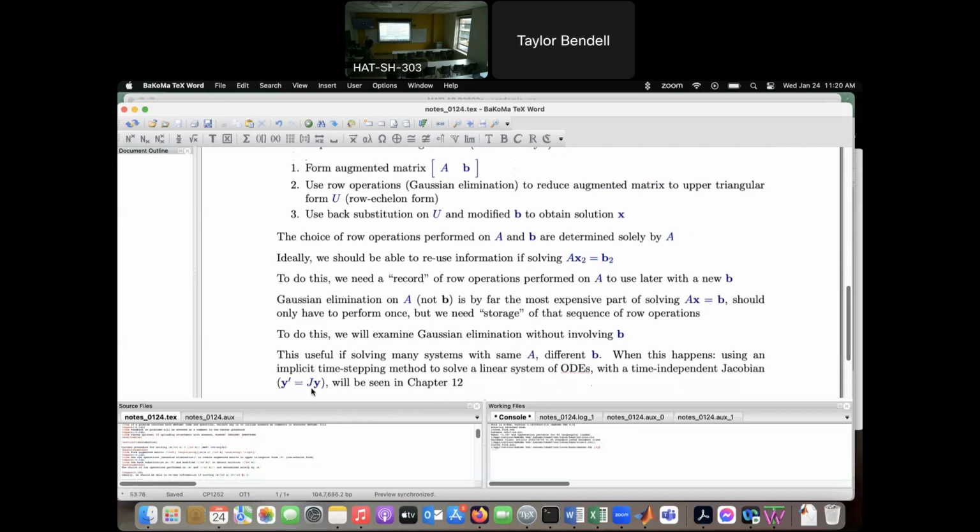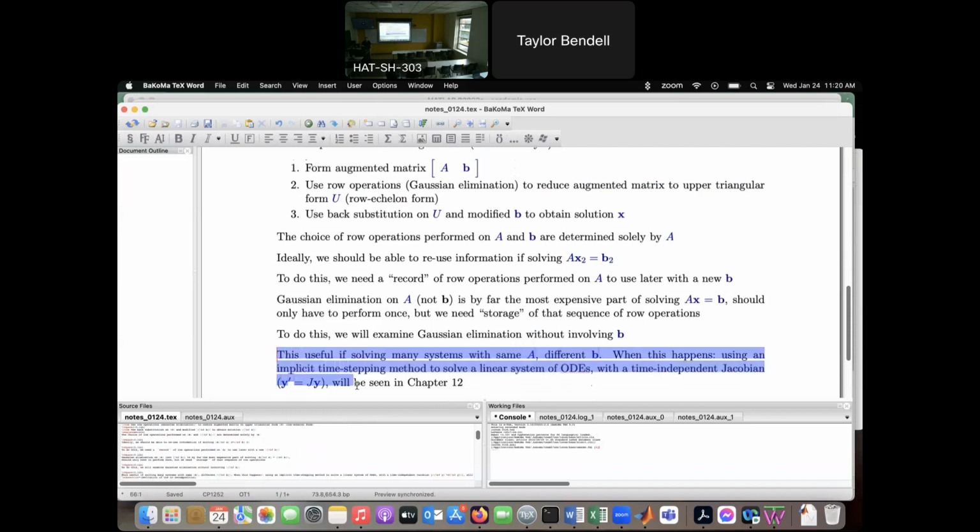This is something that we'll see later, but I just want to give an example of where that kind of situation comes up. Same matrix, many different right-hand sides. So it is a real thing. I assume a math professor would make it up like, oh, what if this happens? Like, that's never going to happen. And I try not to do that.